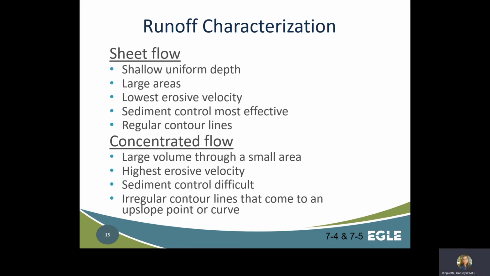Concentrated flows carry a large volume of water through a small area, result in extensive rilling or gullying, and have the highest erosive force or velocity. They are shown on a topographic map as irregular contour lines that come to an upslope, point, or curve. Sediment control measures are difficult in these instances and may not provide for adequate sediment removal from runoff water.